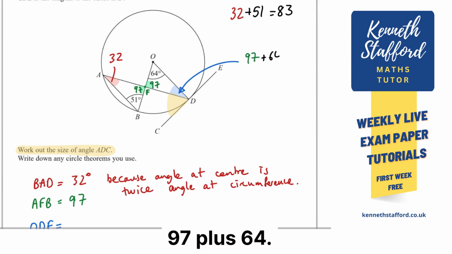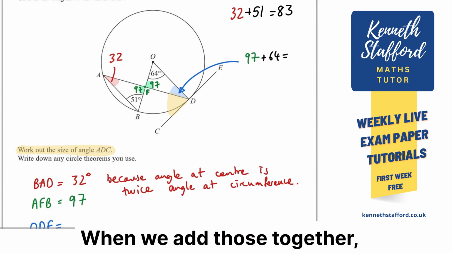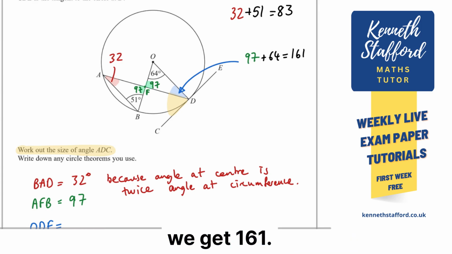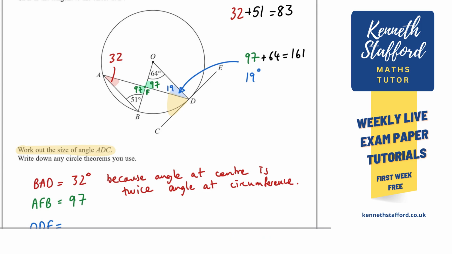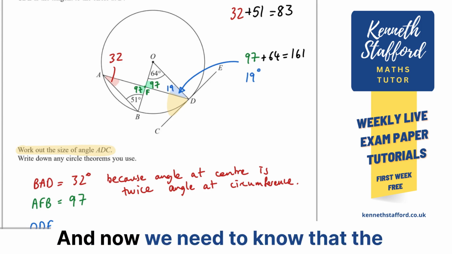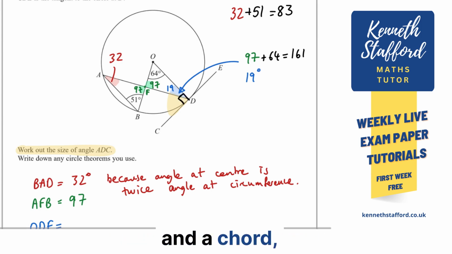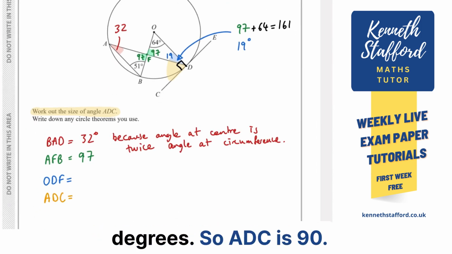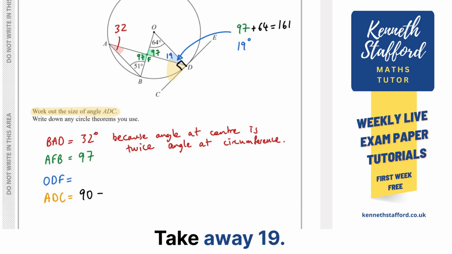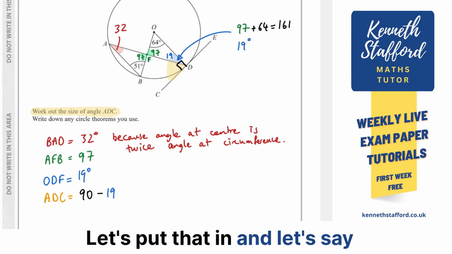97 plus 64. When we add those together, we get 161. So the blue angle must be 19 degrees. And now we need to know that the angle between a tangent and a radius is 90 degrees. So ADC is 90, take away 19. This was 19, let's put that in.